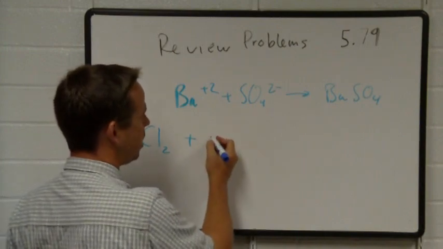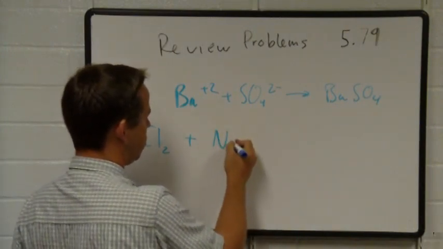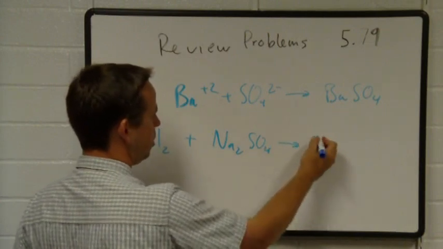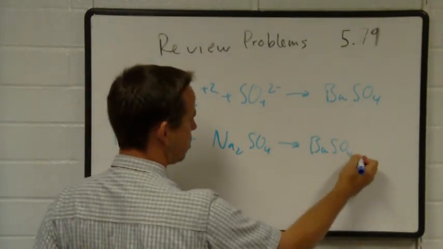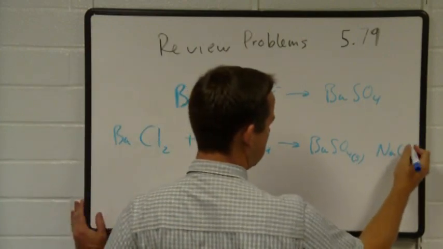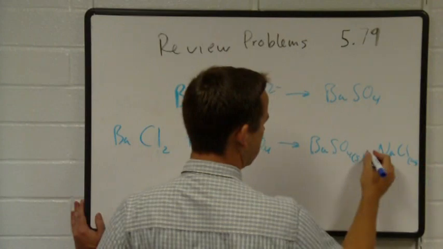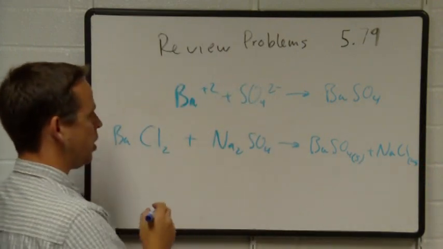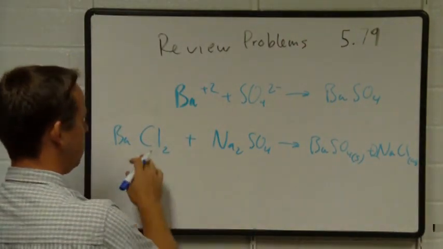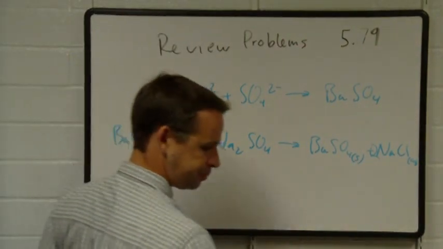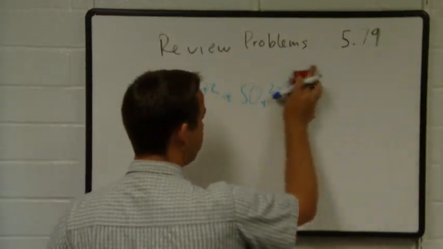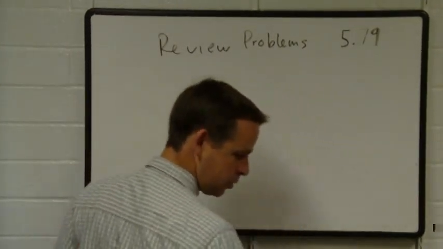Barium chloride plus, we could just do sodium sulfate, Na2SO4, and then the products would be barium sulfate, and that's our solid, right? And then the other product would be sodium chloride, NaCl, and that would be aqueous. Okay, now let's see if we balance this equation here, we see that we're going to need 2 sodium chlorides, right? Okay. So the next one, silver and sulfide.